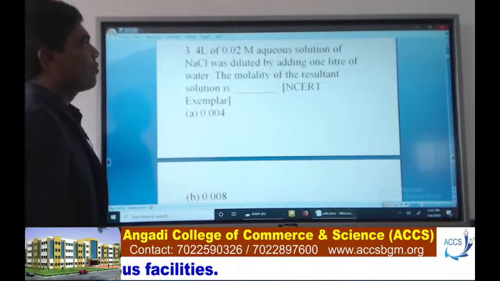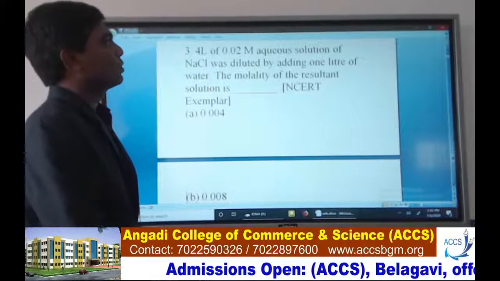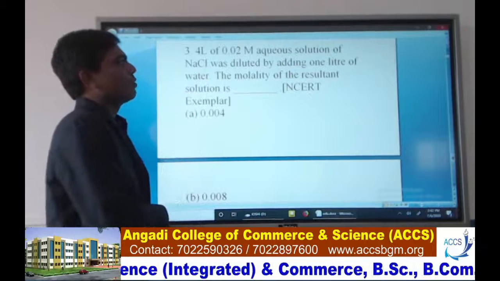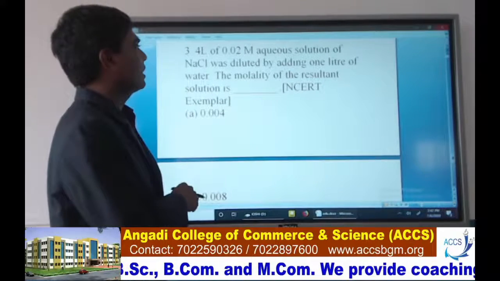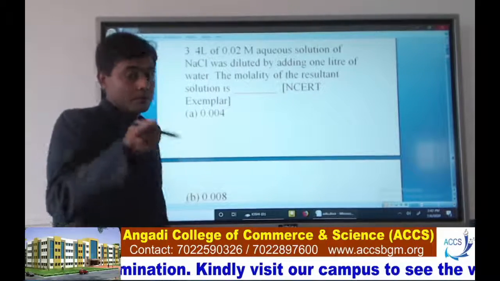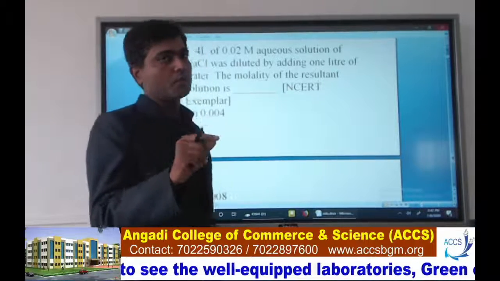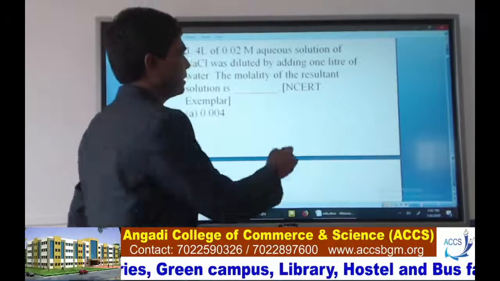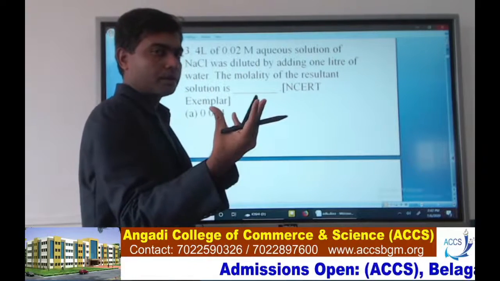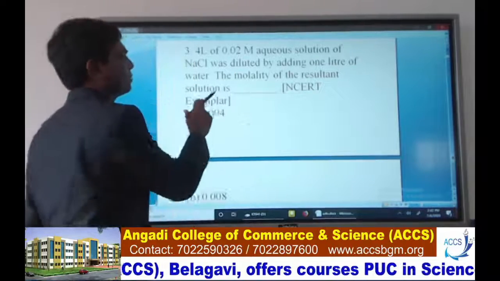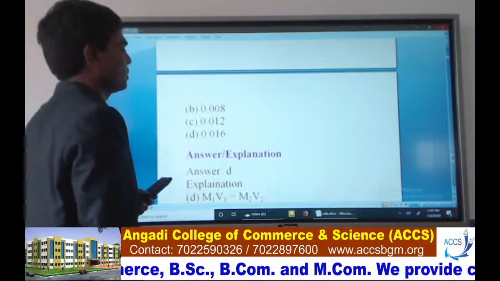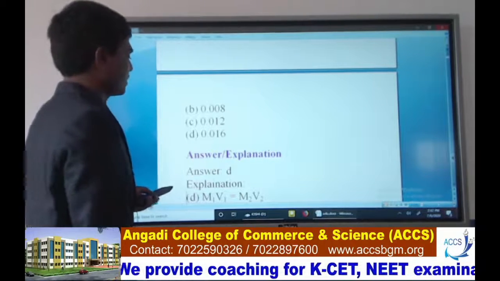Next question. 4 liter of 0.02 m, this is given concentration, aqueous solution of NaCl was diluted by adding 1 liter of water. Therefore, the molality of the resultant solution is. In the previous first question, it was the molality of only one solution. But here he is asking the resultant solution. Resultant means what? Another concentration, this concentration you have to mix up and form the question. Okay. So options given are 0.008, 0.012, 0.016. So how it comes? Let's see.